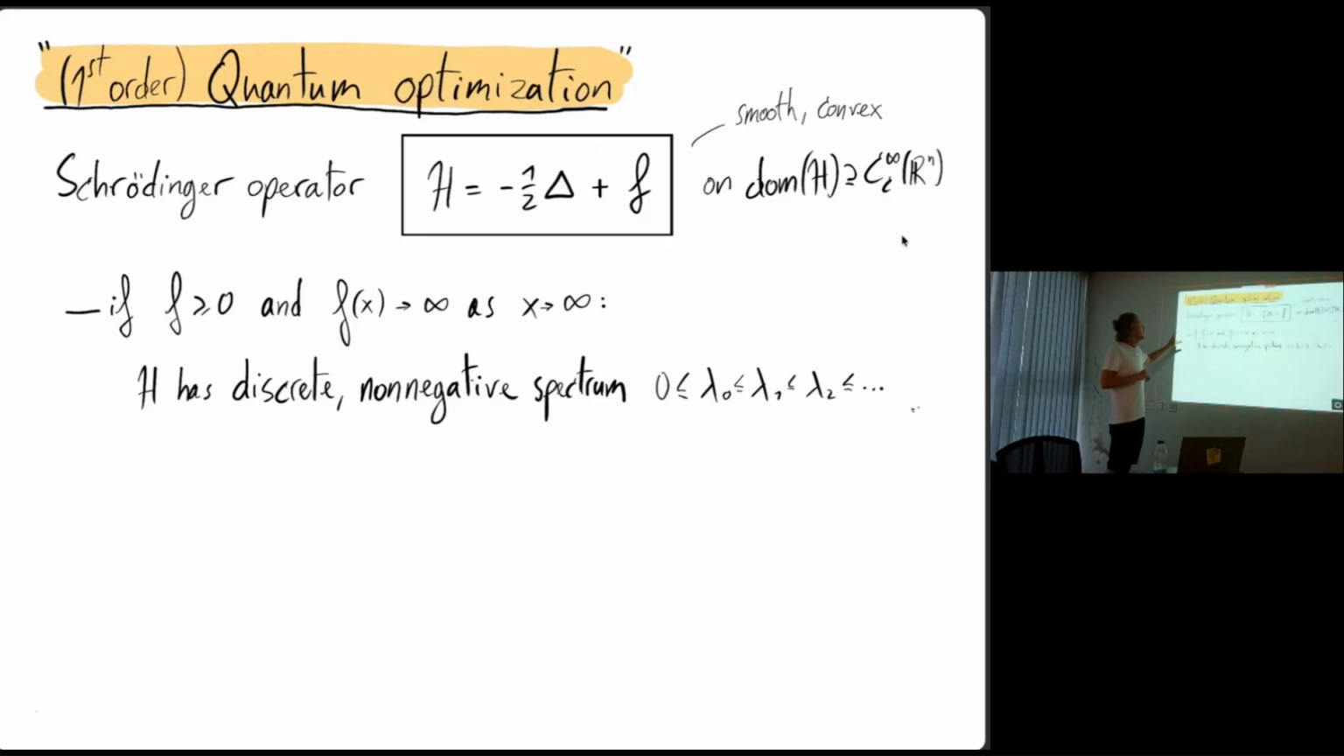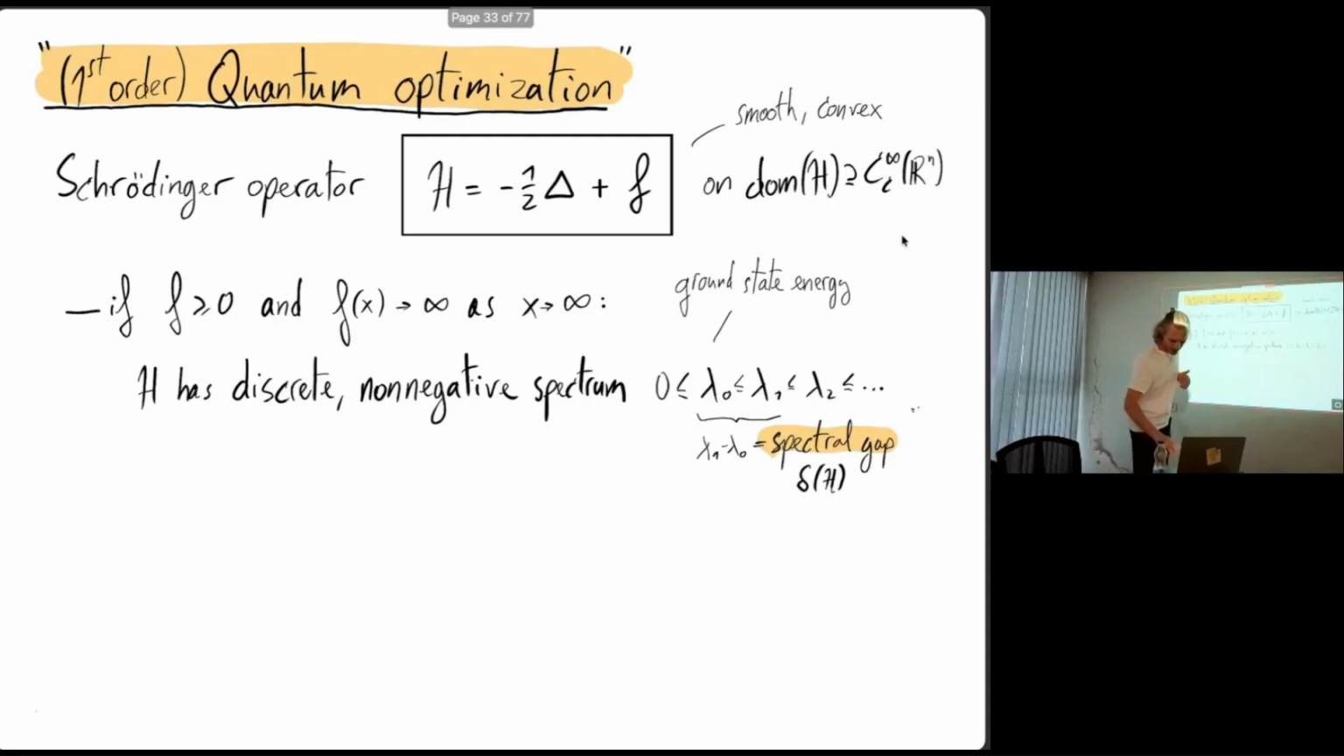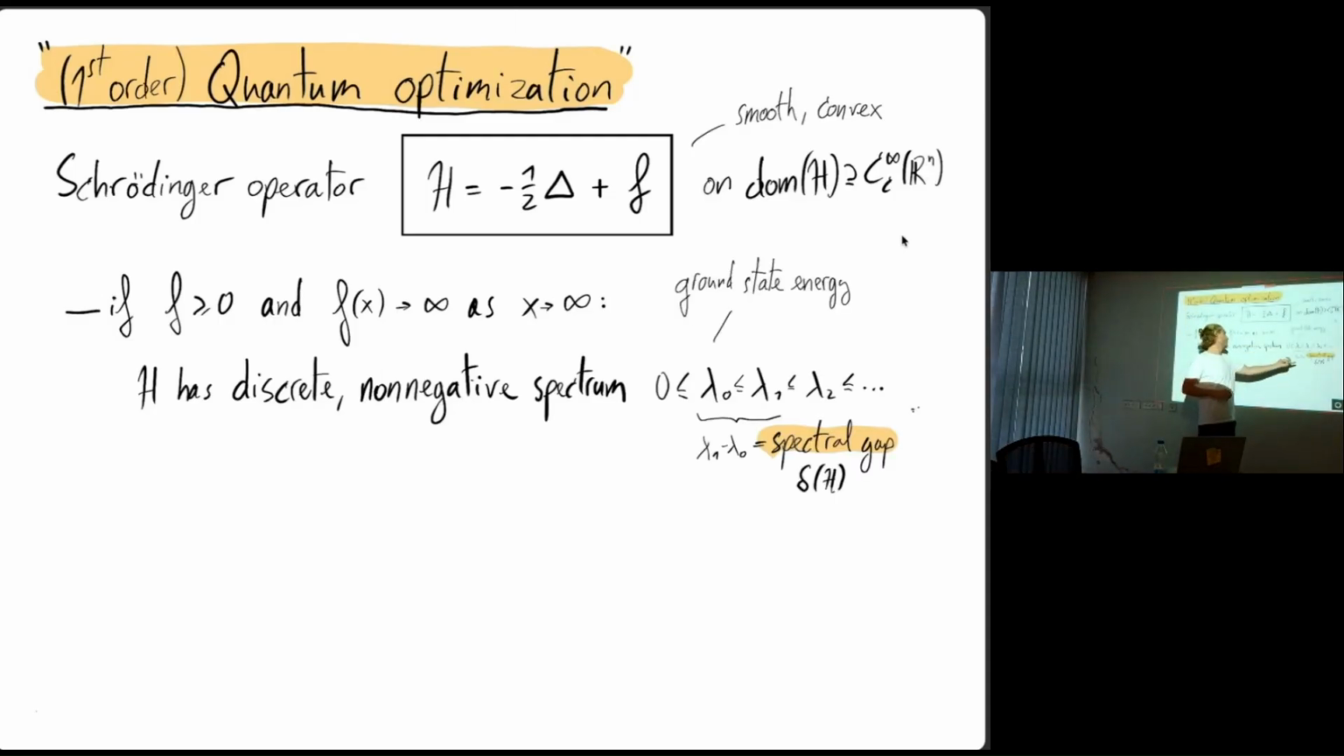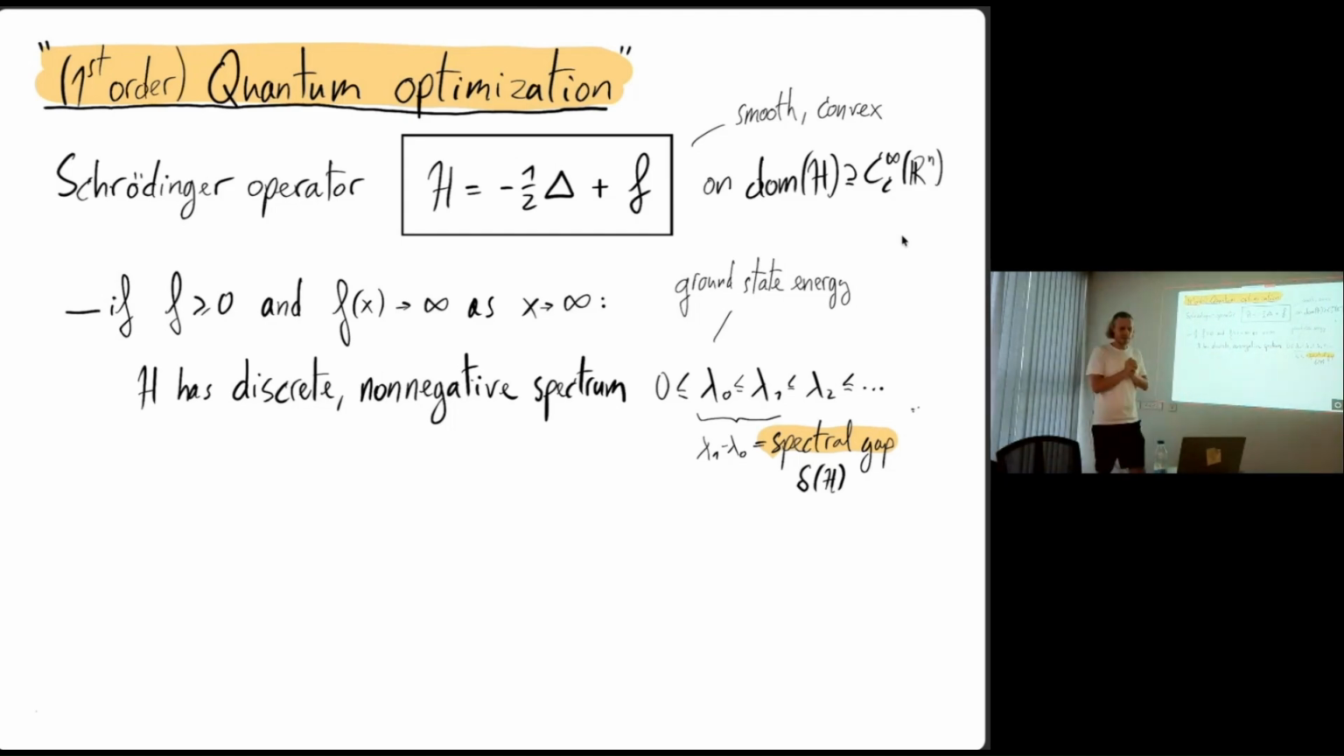And that's already something not true. If you don't have this f, you get a continuous spectrum and so on. So we really want a confining potential that gives us a discrete non-negative spectrum. That's nice, because that means we can define things such as the ground state energy, and most importantly, the spectral gap of this operator, which is the gap between the smallest eigenvalue, the ground state energy, and the first excited energy.